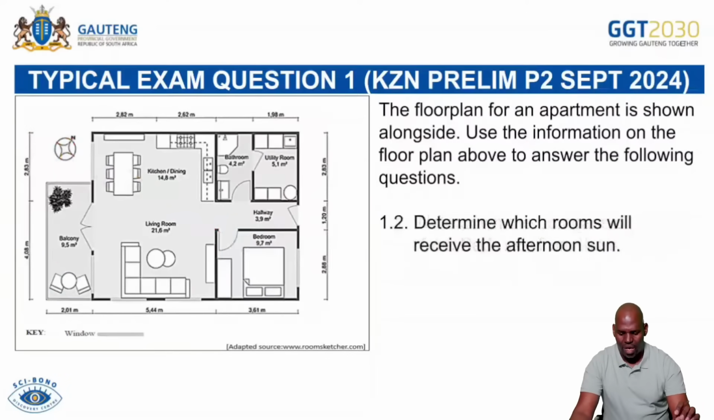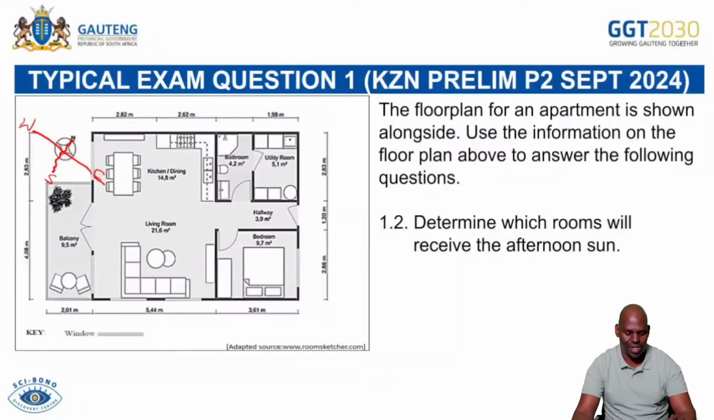And then this one is: determine which rooms will receive the afternoon sun. So again, still with our compass, if we complete our compass, we still have east and we still have west, and then we have south.